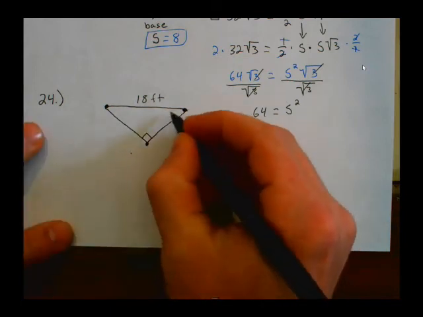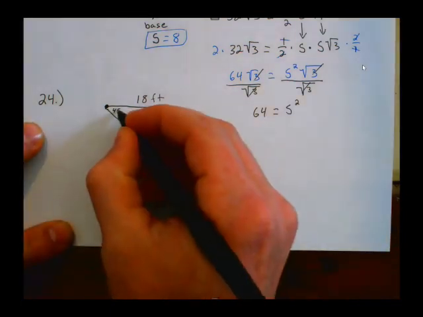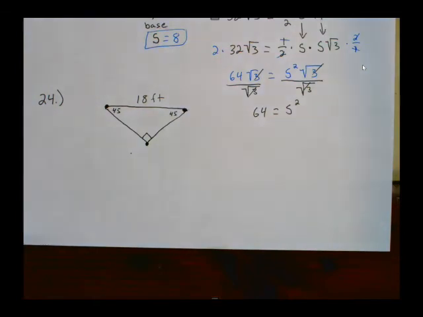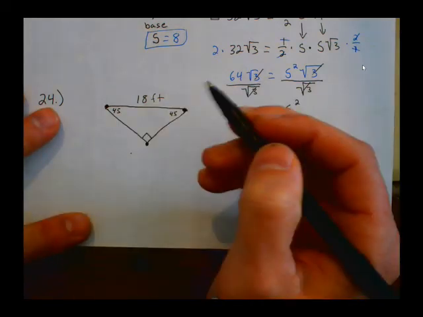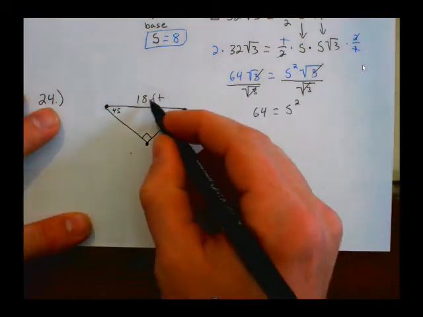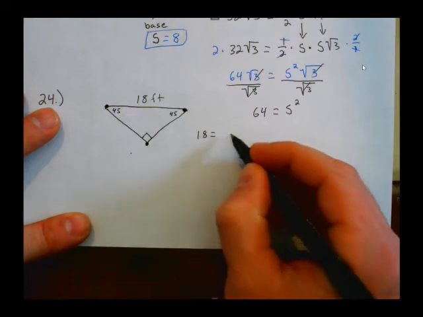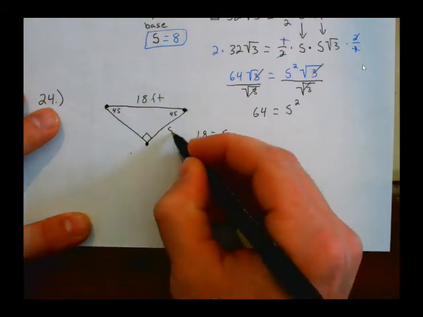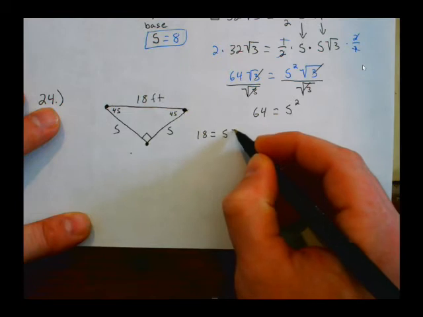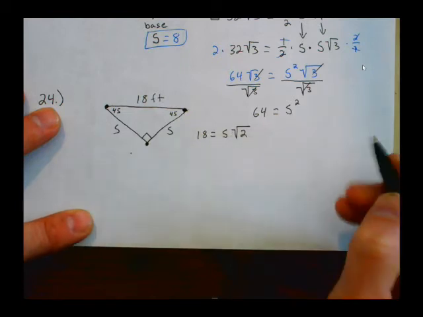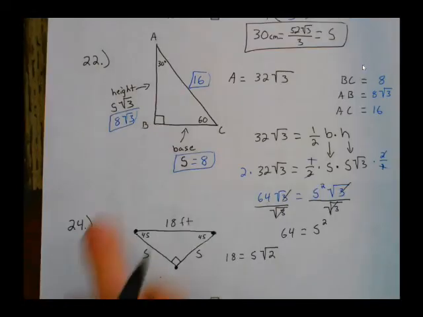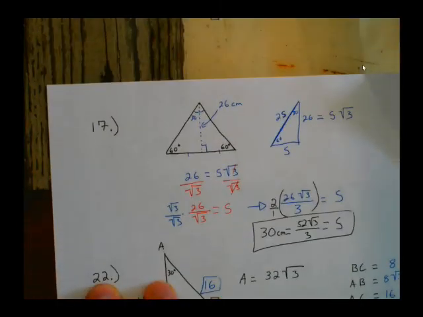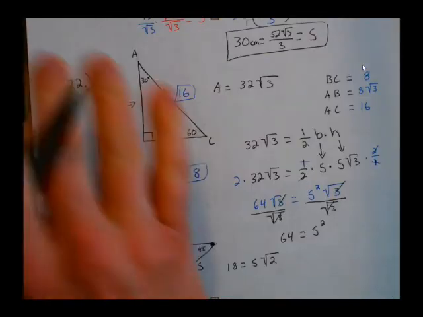This is 45, and this is 45, because it's an isosceles right triangle. And it says show your solution, so you would just have to solve this. I know that 18 is equal to S, which is the length of each of these sides, times the square root of 2. Then you can solve from there. That's my situation. Hopefully that helps. That is number 24, number 22, and number 17. If you need any more help, let me know.